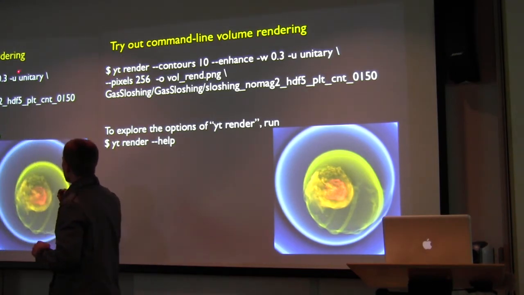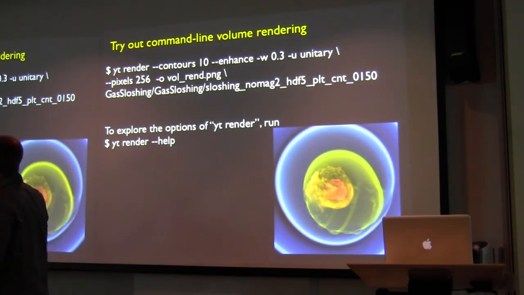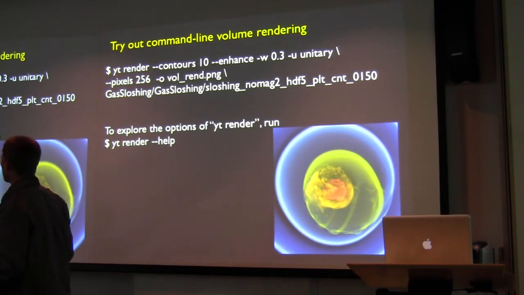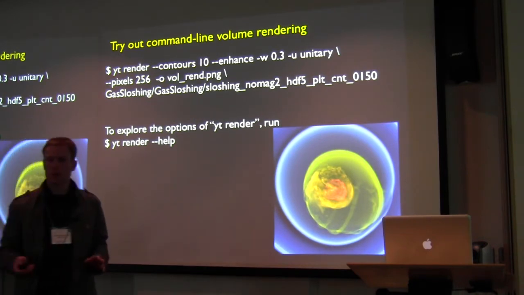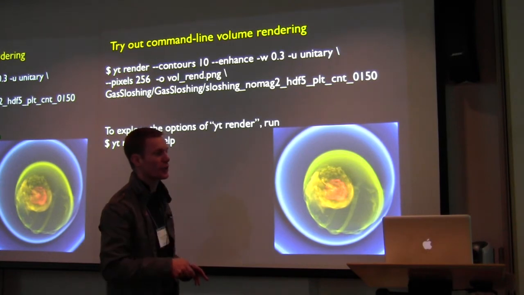So 0.3, since it's in units of unitary, that means 0.3 in simulation units. So it's only using 30% of the volume. By default, it's centered in the very center of the simulation, and it's 256 by 256 pixels. Obviously, as you increase the resolution, it takes longer to run. So I just set it at 256 so we get this, and then it outputs to this volrend.png file. Okay, so that's pretty straightforward. But there are a lot of options that you can explore if you do YT render --help.